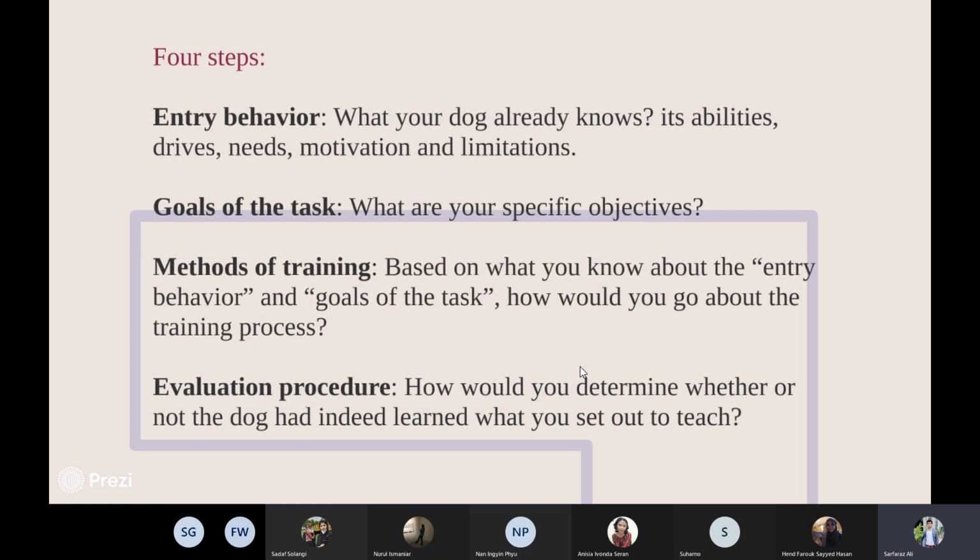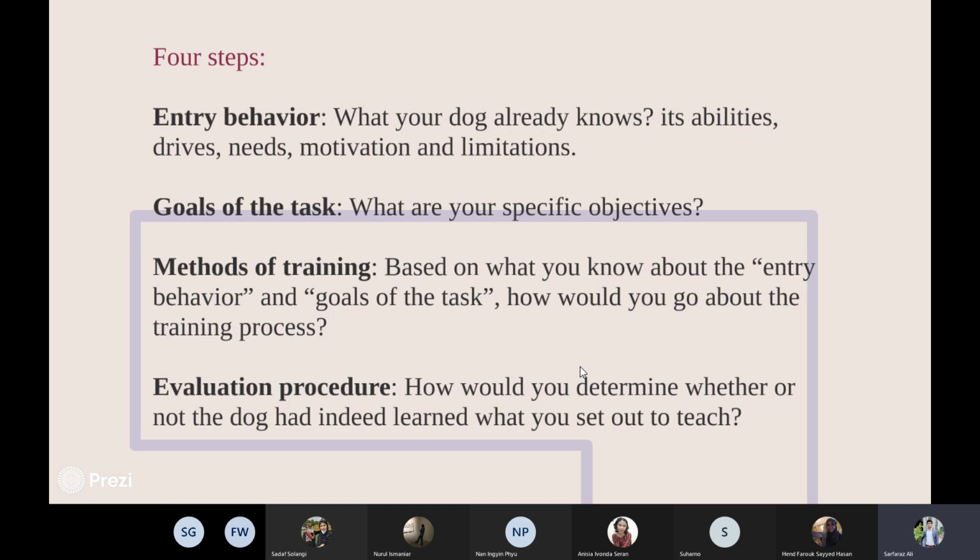The second step is about the goals of the task. This is where you settle your desired destinations or the specific objectives. The third step is known as the method of training, and this gives you direction based on what you know about the entry behavior and the goals of the task: what kind of training you are going to give your dog, and how you would go about the training process.